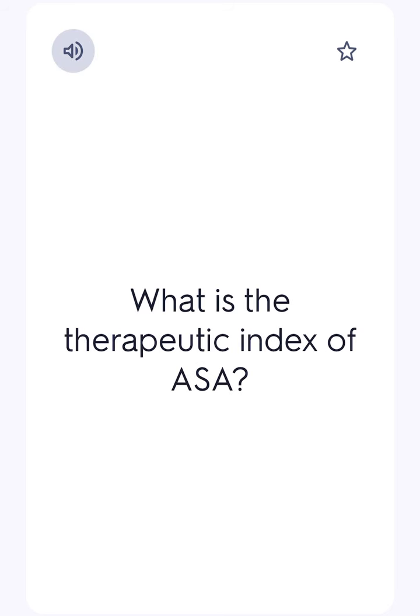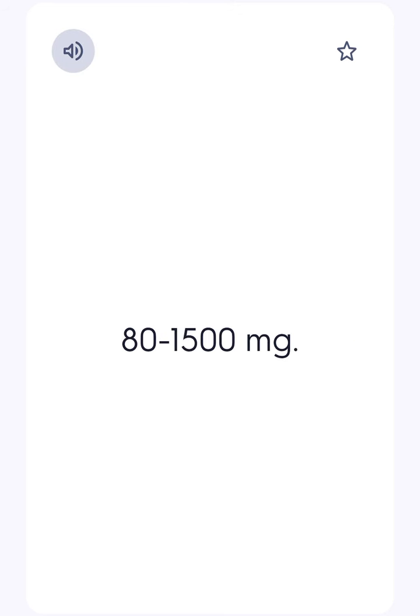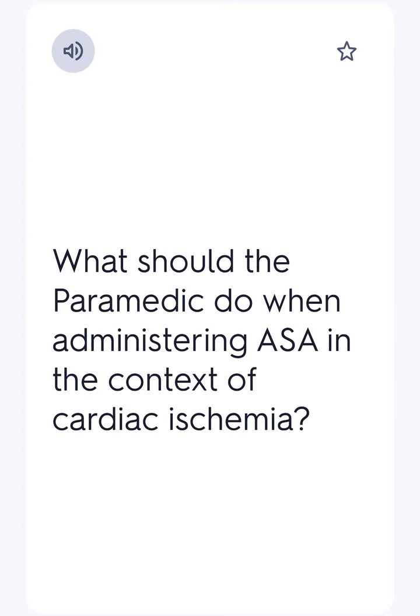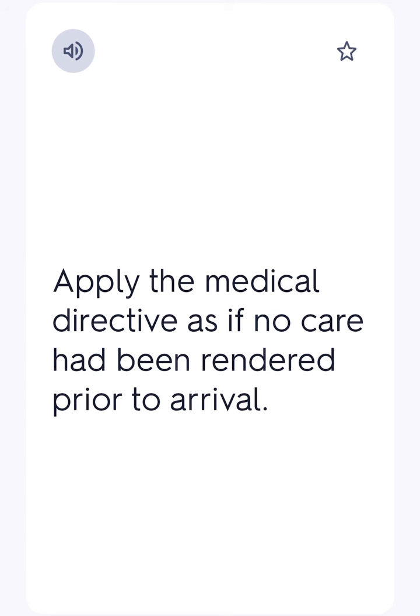What is the therapeutic index of ASA? 80 to 1,500 milligrams. Is ASA a safe medication? Yes. What should the paramedic do when administering ASA in the context of cardiac ischemia? Apply the medical directive as if no care had been rendered prior to arrival.